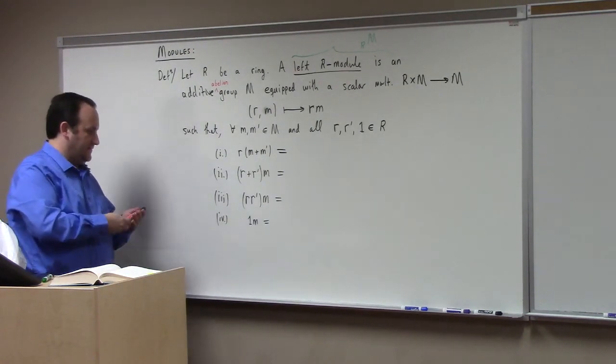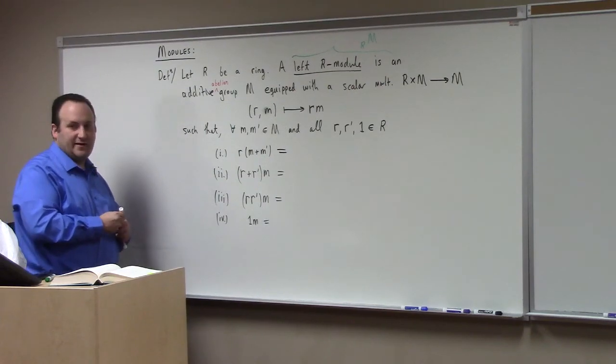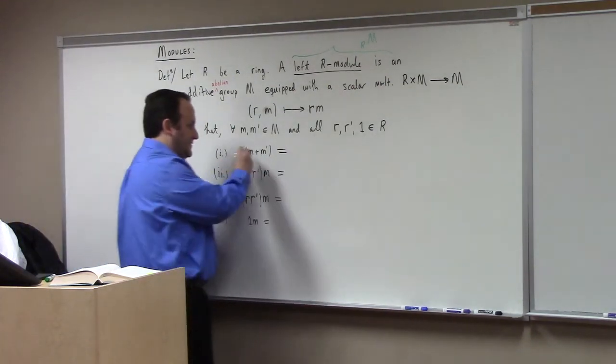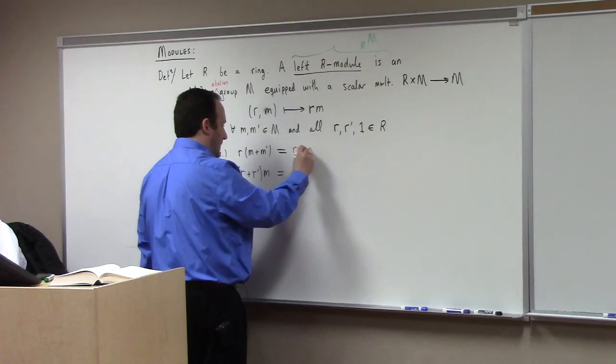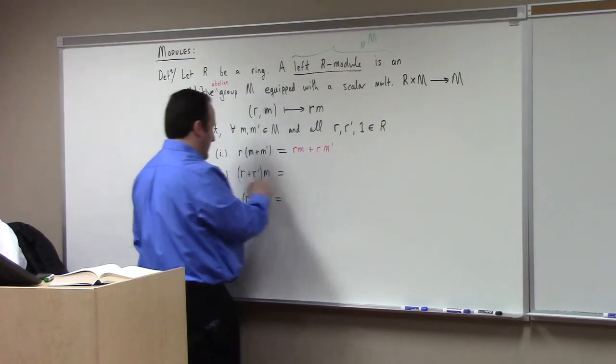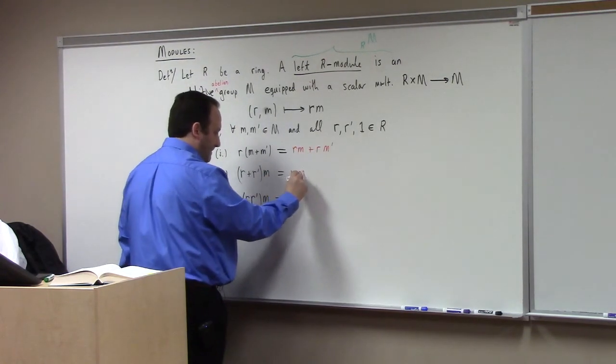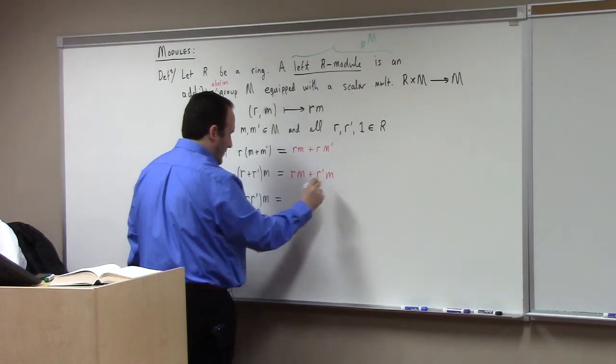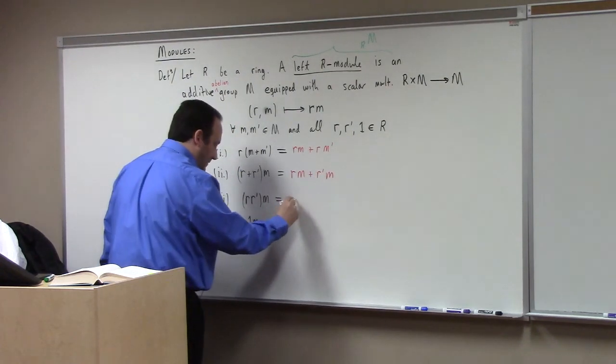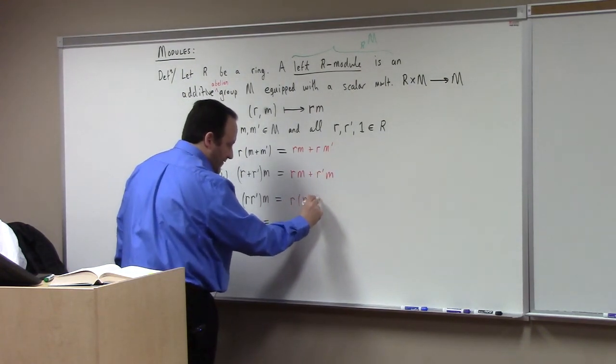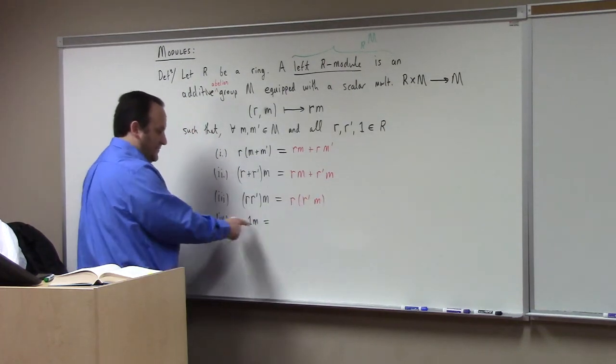So you guys, we can fill in the blanks together, right? You know what's going to go here. This is going to be rm plus rm'. This is going to be rm plus r'm. This is going to be r(r'm), parentheses moved. And what should 1 times m be?